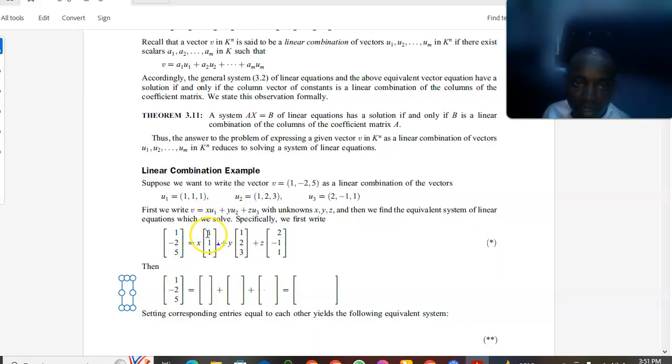Then if x multiplies this, we're going to have x, x, x. So everything will be x, and then y multiplying this will be y, 2y, and 3y. And if z multiplies all this, we're going to have 2z, -z, and z. And everything we have here is equal to this. So we can add up the vectors.